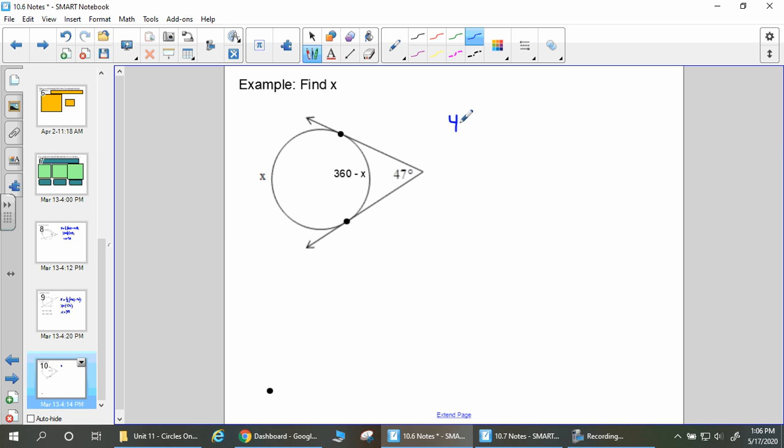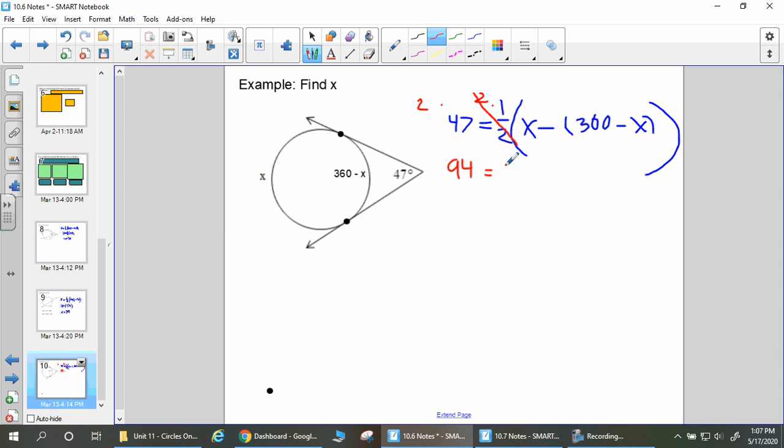The angle, in this case 47, equals 1/2. The big arc is x minus, and I'm going to use parentheses here, the little arc, which is 360 minus x. Okay, so we need to simplify this a little bit. This is still angle equals 1/2 big arc minus little arc. Now it's our algebra skills. The first algebra skill I'm going to do here is multiply by 2. Let's get rid of this fraction. Let's make life easier, right? So 47 times 2 gives me 94.